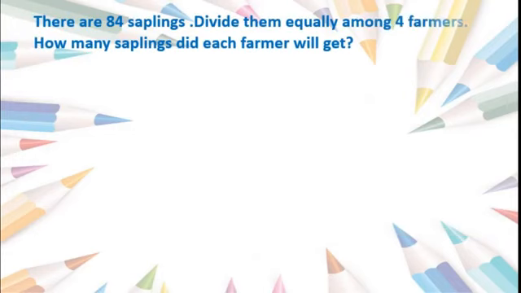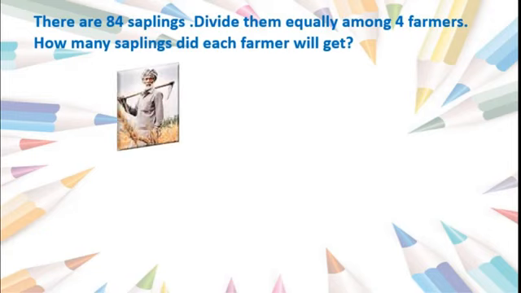Okay, now this is one more sum. There are 84 saplings. Divide them equally among 4 farmers. How many saplings will each farmer get? What is the meaning of saplings? Saplings means chote chote paude, small plants. Okay, we will see here.